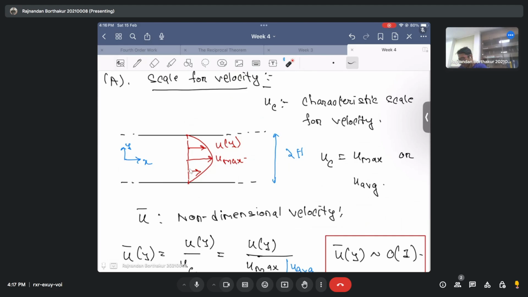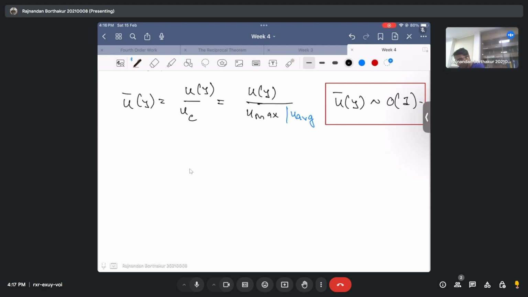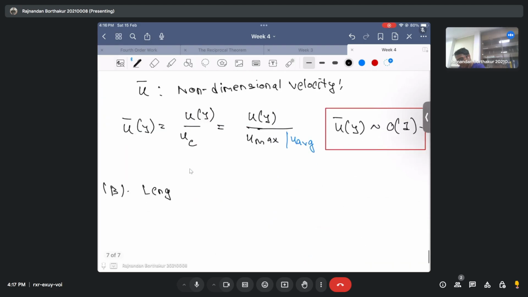Okay, all right. Now, the second discussion that I want to highlight is the scale for length. Just now we defined the characteristic scale for velocity as UC; we will call the characteristic scale for length LC, which is my characteristic length scale.